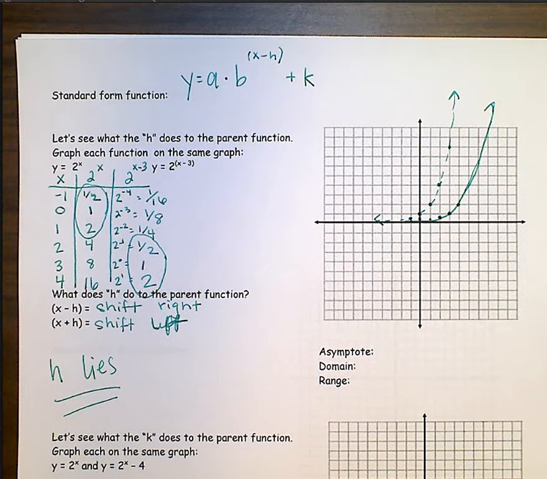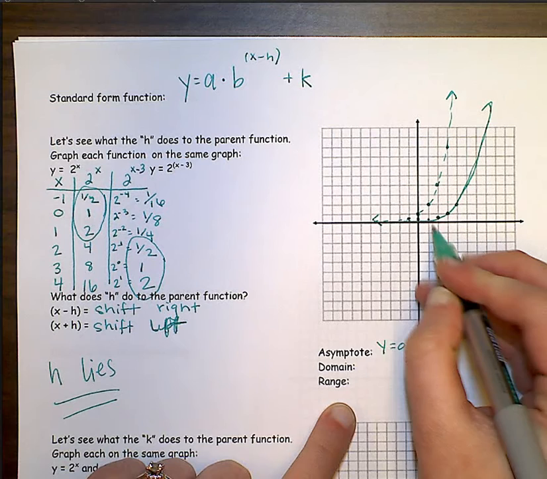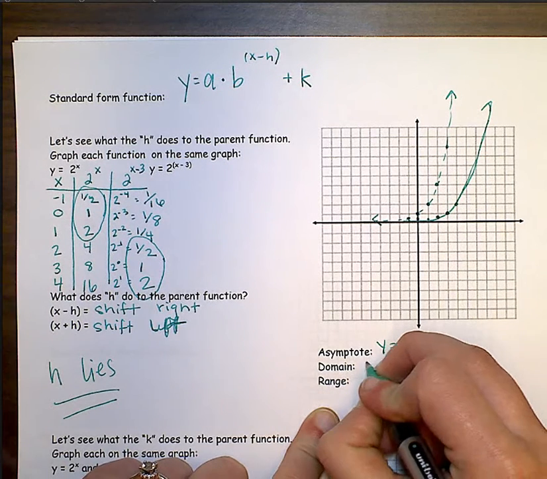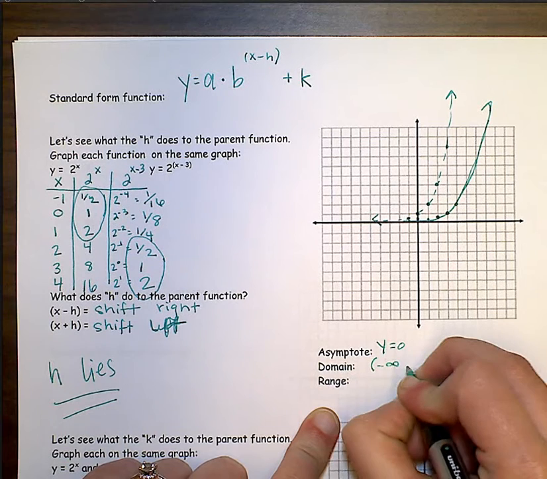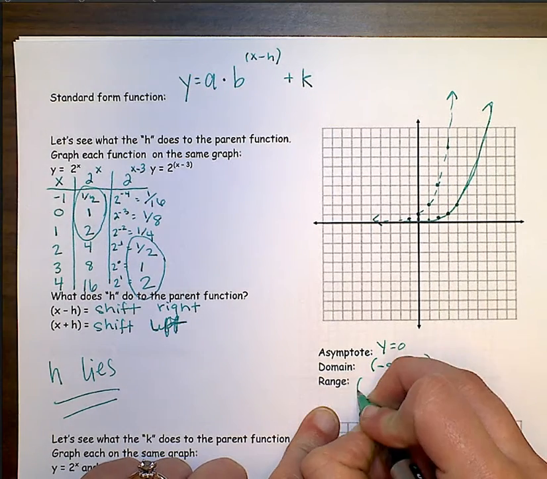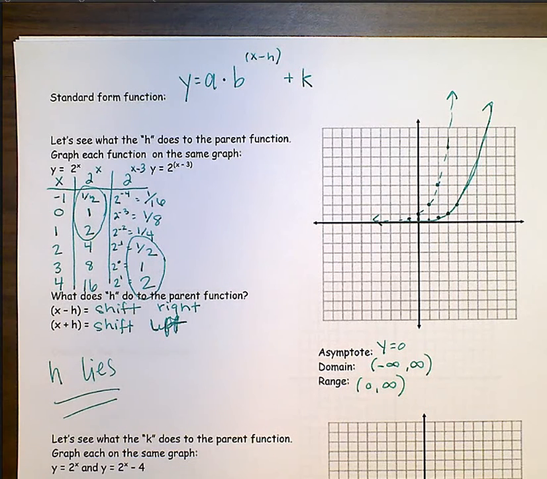Let's go ahead and put our asymptote, domain, and range in this problem. Our asymptote is still y equals 0. We never crossed that x-axis. The domain is going to be all the x values from negative infinity to positive infinity. And the range is all the positives, so from 0 to positive infinity. Alright, we have one more thing to look at, which is our k.